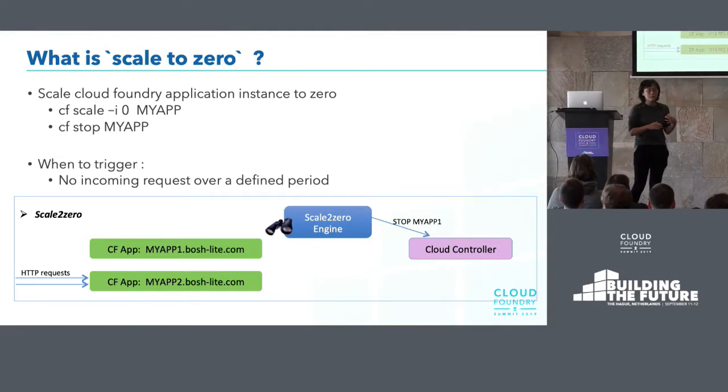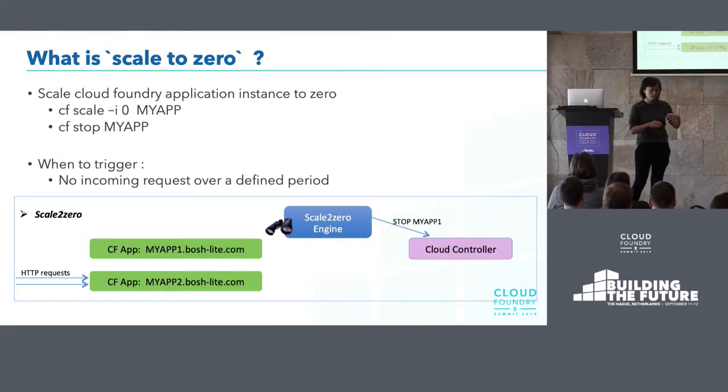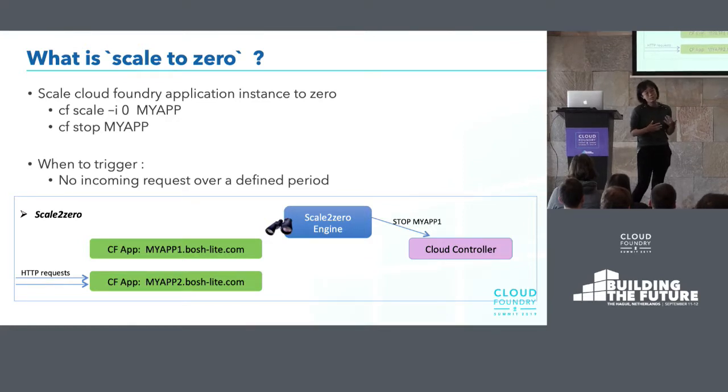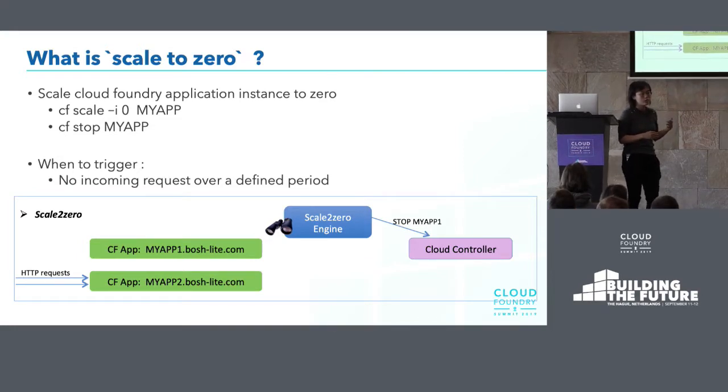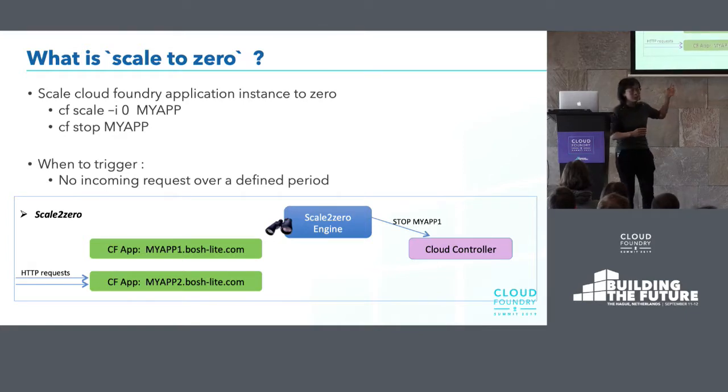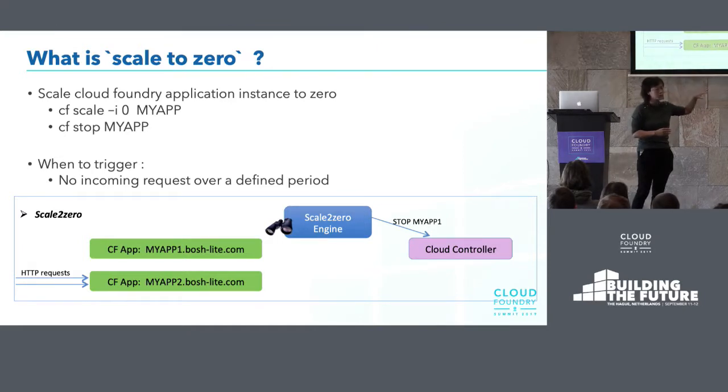But the problematic case is the web application which doesn't have a very heavy load. It just has some requests occasionally, but you can't stop it. If you stop it, your end users will get an error message. So that is where the scale to zero feature can kick in. First of all, there is a scale to zero engine to monitor your HTTP requests. There are two applications. For my app 2, there are active HTTP requests, so we don't do anything on that. But for my app 1, there is no incoming request over the defined period. So the scale to zero engine will stop that.